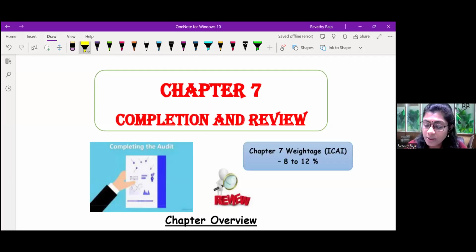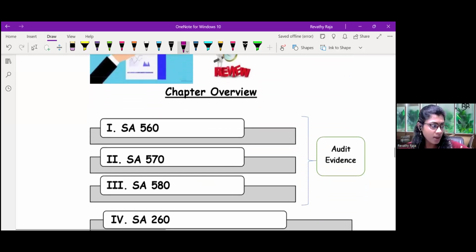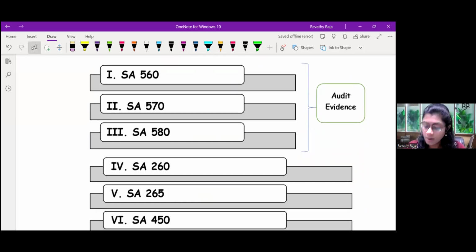So chapter number 7, which is audit completion and review. The weightage as per ICAI is around 8 to 12 percentage. And as we already said, there are totally 6 standards in this chapter. Now, starting with SA 560, which is regarding subsequent events.